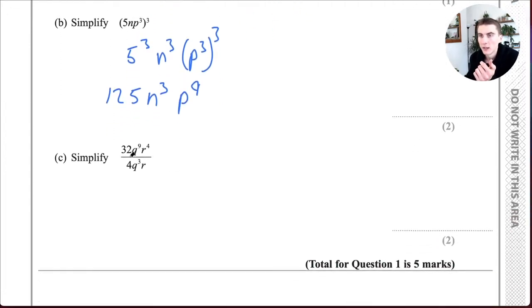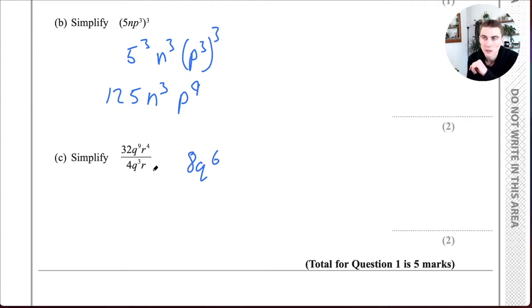Okay. Then for C, we have a fraction. So all of this stuff over this stuff. And the key thing to remember with fractions is, it's just a divide. So really we're doing this top bit divided by the bottom bit. And you basically just need to look at each kind of number or letter separately. So we start with 32 divided by 4, which is 8. Then we do q to the 9 divided by q to the 3. And when you divide them like this, you've got to subtract the powers. So because 9 take away 3 is 6, we have q to the power of 6.